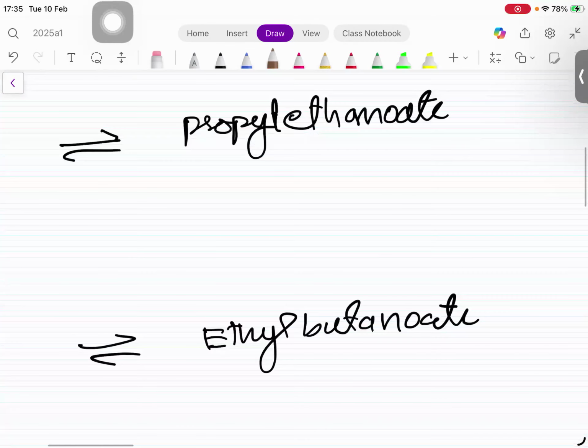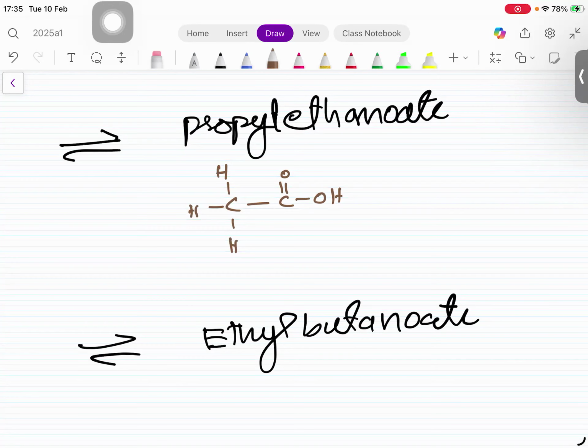Okay, I'm going to draw the structure of propyl ethanoate. So ethanoate means ethanoic acid. So first I write ethanoic acid. And I know in ester, the ethanoic acid's OH should be missing. So I just took off this. Okay, so I'm going to erase it.